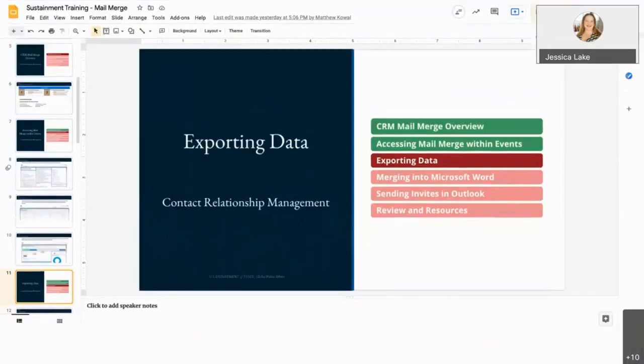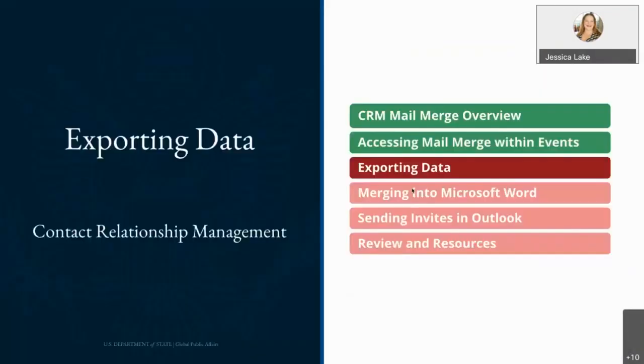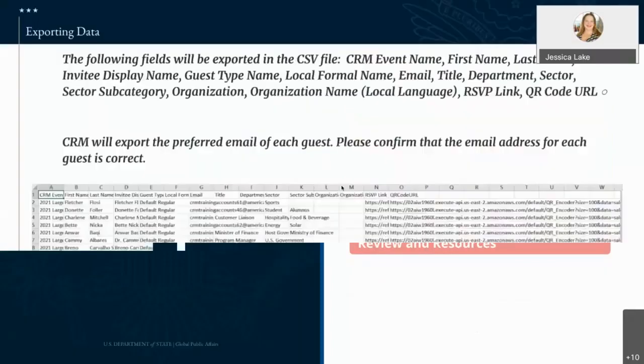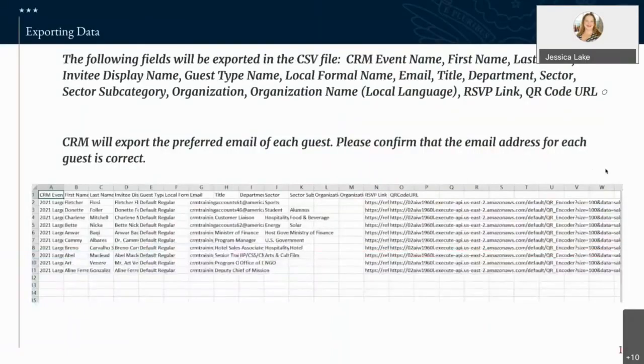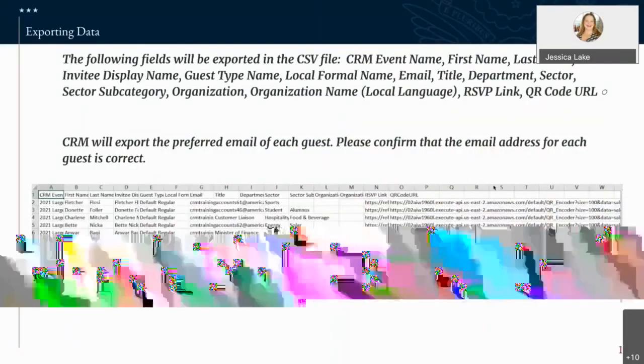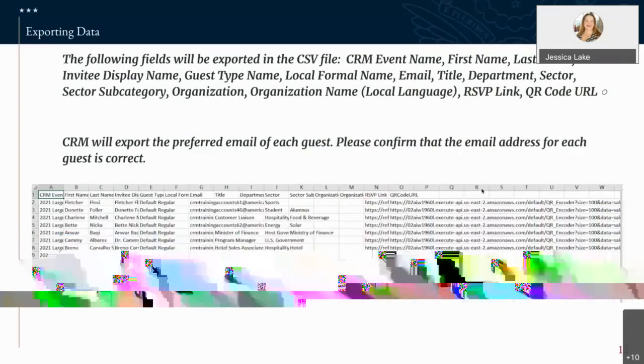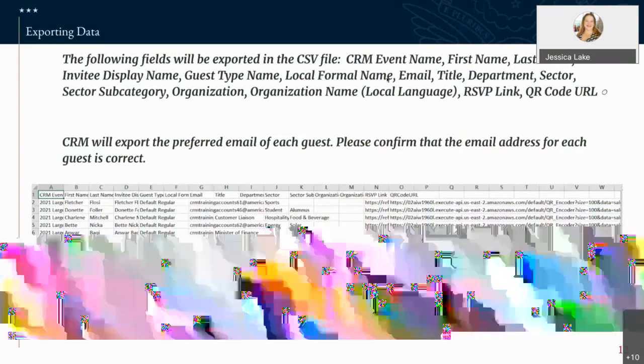All right, so let's talk about how to export your data next. Once you have navigated successfully to that mail merge tab under Outreach, you're going to download the CSV file that is going to be used for mail merge. So this is what it looks like. This is all the fields that it's going to display.